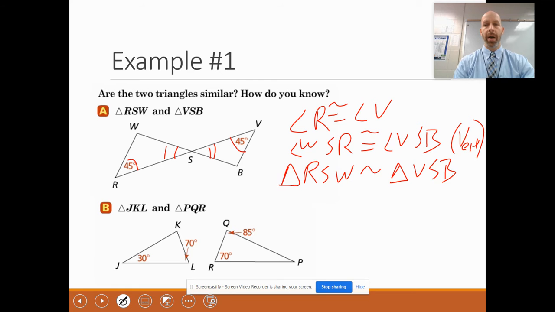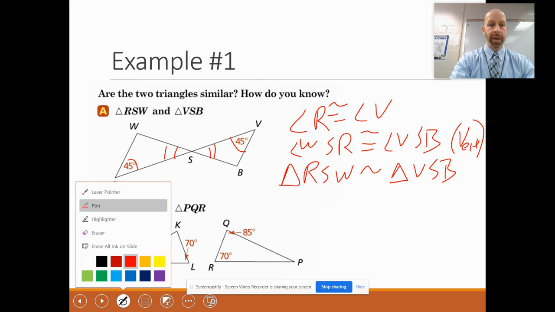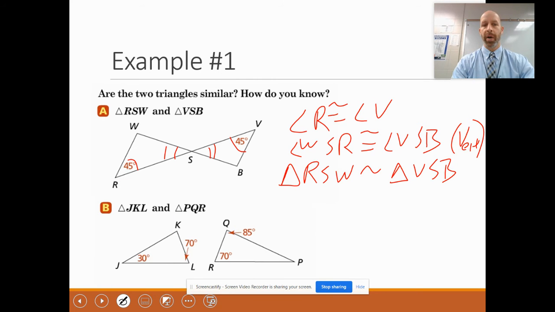Now, please keep in mind that whenever we make a similarity statement, we need to make sure that corresponding parts are lined up. So, for example, angle R was congruent to angle V, so you'll notice that angle R and angle V are the first two letters in those similarity statements.